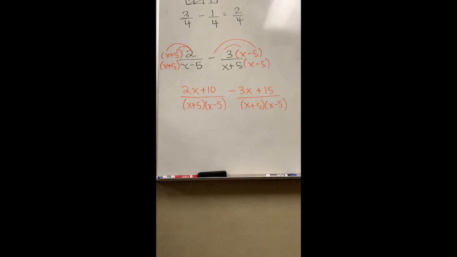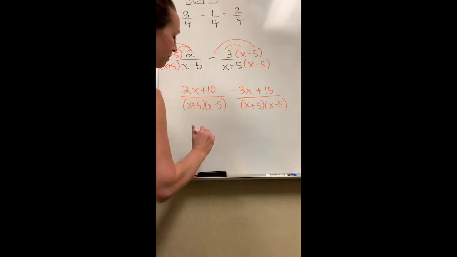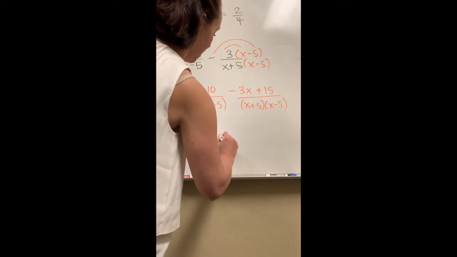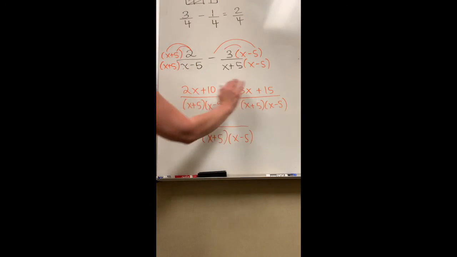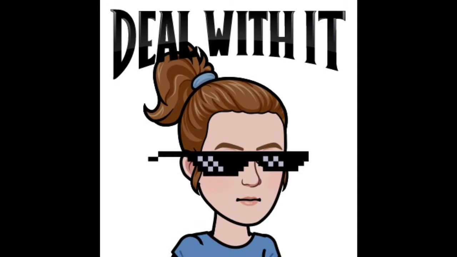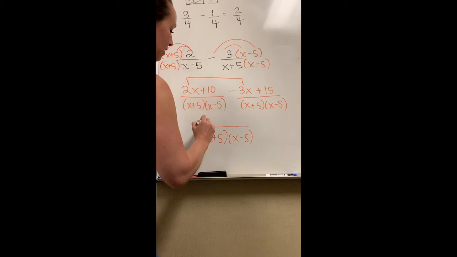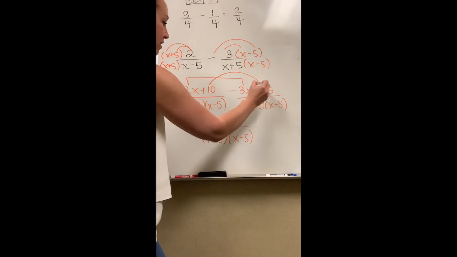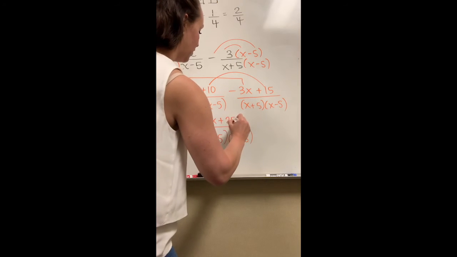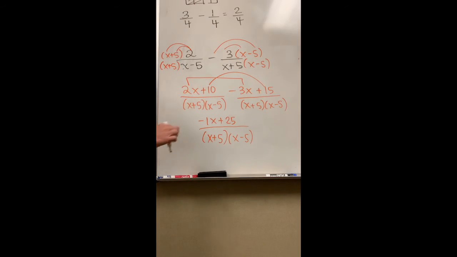So now it's just like what we did with addition, where we're going to leave our denominator the same. So it's going to be over x plus 5, x minus 5. And we're going to combine our like terms up here. So 2x minus 3x is -1x. 10 plus 15 is 25. I don't have to have this one right here. I could erase it, because now we see -1 value of x.